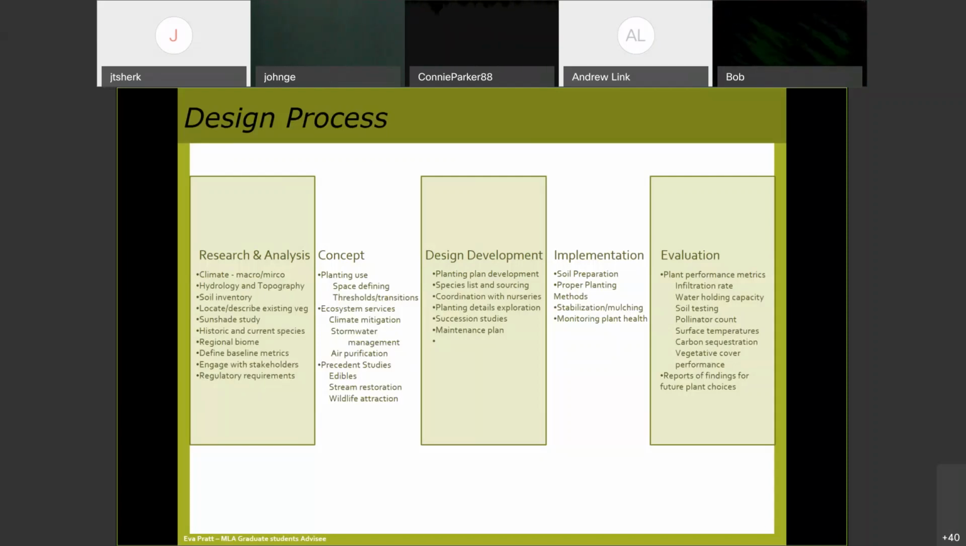Now, a thing we typically don't do is evaluation. So how are our plants doing? And what are the metrics that we might use? We might think about water infiltration or water holding capacity of the soils or pollinator counts or even carbon sequestration, vegetation performance over time. And keeping records and reporting on these things can help us in making future plant choices.